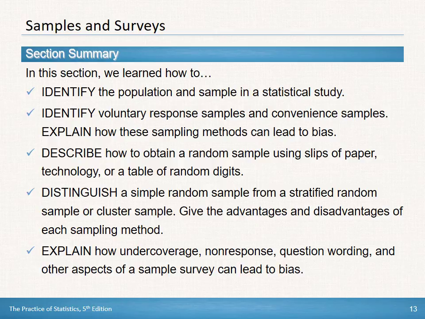Voluntary response is not a bias. It is a sampling method. It's a way that you collected your data. Now there can be biases that come from it, but it itself is not a bias. So make sure you know the difference between those. So I added those at the bottom of your notes as well.